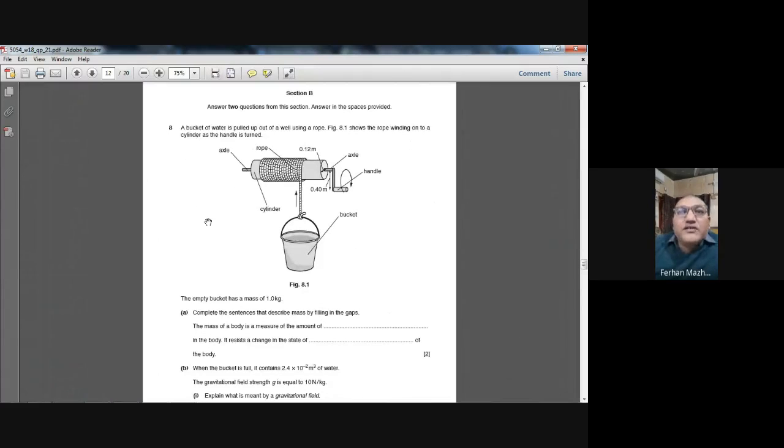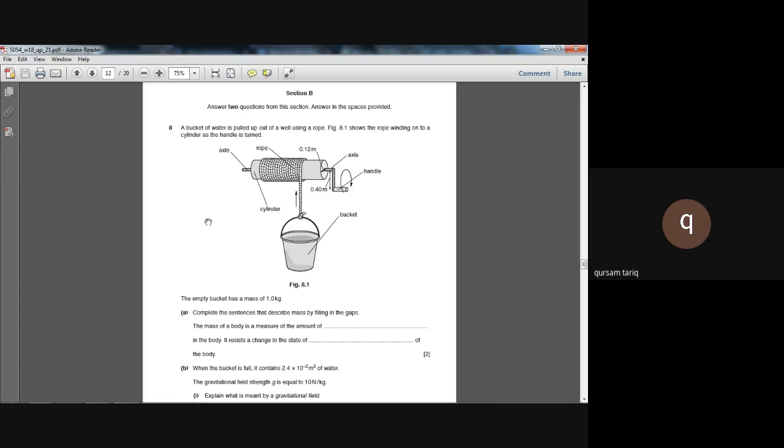Section B, winter 2018, 2-1 paper. A bucket of water is pulled up out of a well using a rope. Figure 8.1 shows the rope winding onto a cylinder as the handle is turned. The empty bucket has a mass of 1.0 kg. Complete the sentences that describe mass by filling in the gaps. The mass of a body is a measure of the amount of dash in the body.